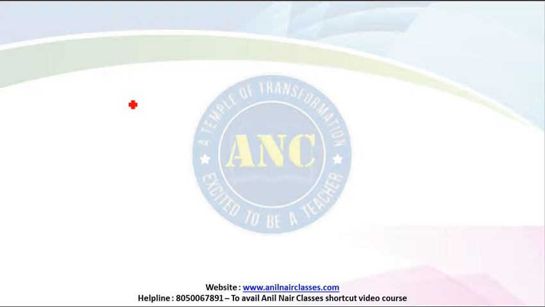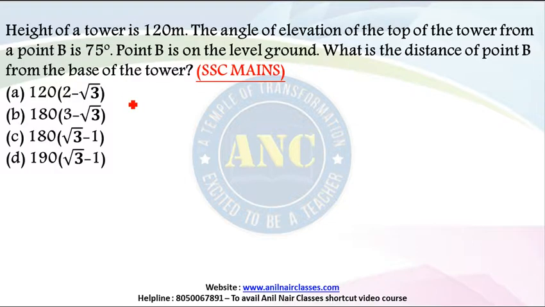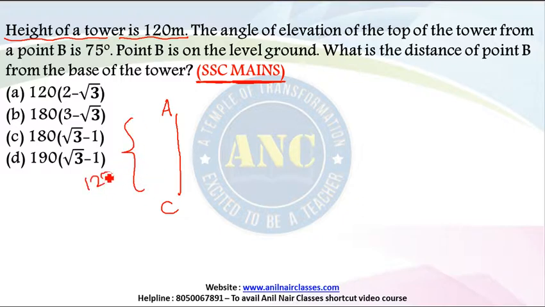Please see the next question. Again, this question is an original SSC Mains examination question. I haven't mentioned the year of it. Anyway, we can check which year also, nothing to worry about it. See the question. Height of a tower is 120 meters. Okay, there is a tower. The tower I will call AC. Height of this tower is given in the question as 120 meters.